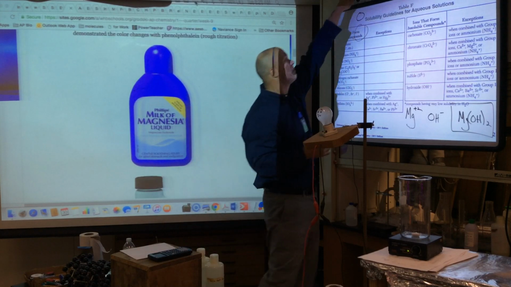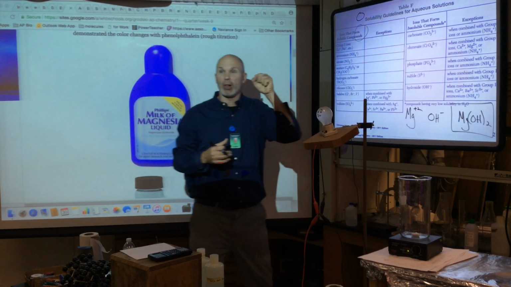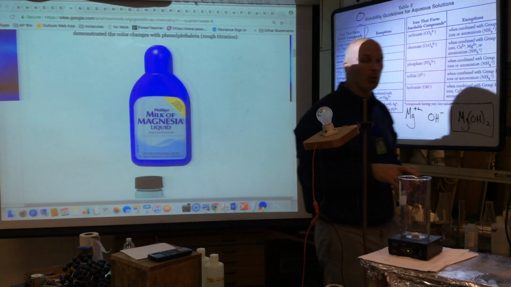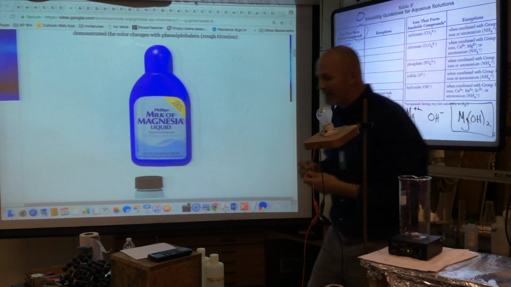But magnesium, okay, is still small enough. It's a third row element that it's still, because of Coulomb's law, too attractive. So magnesium hydroxide doesn't really dissolve.